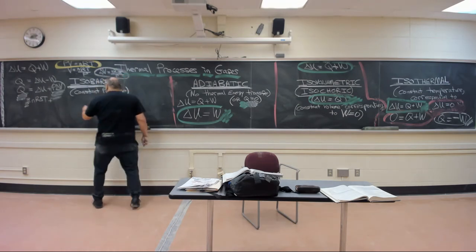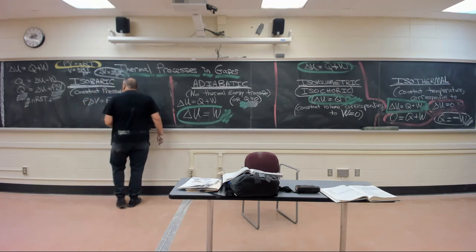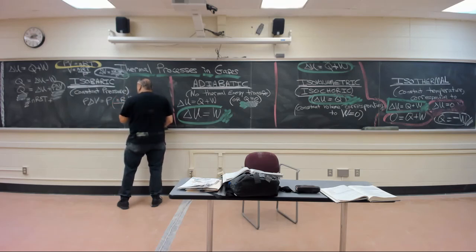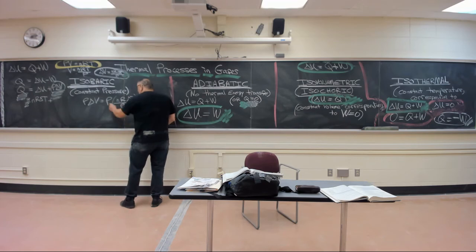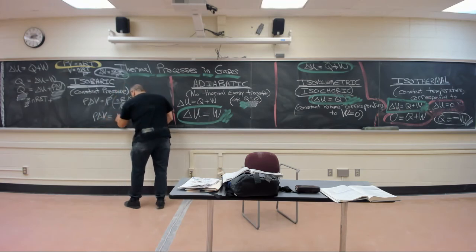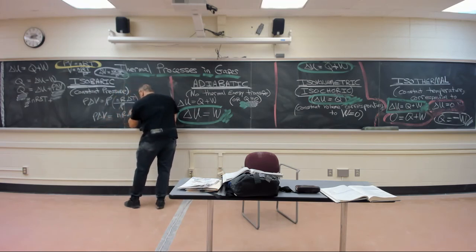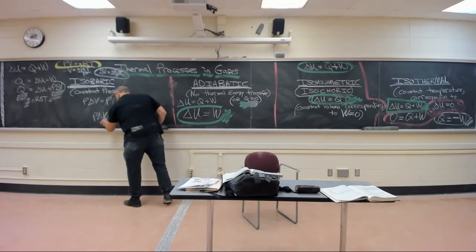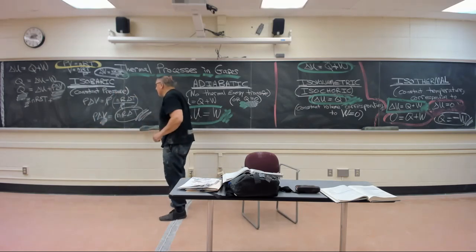So wait a minute. P delta V is going to be nR delta T over P. The P's cancel. P delta V, the work done, conveniently comes out to nR delta T. P delta V is nR delta T.